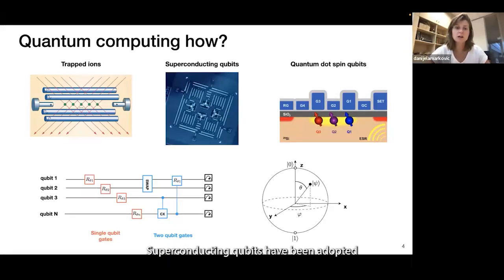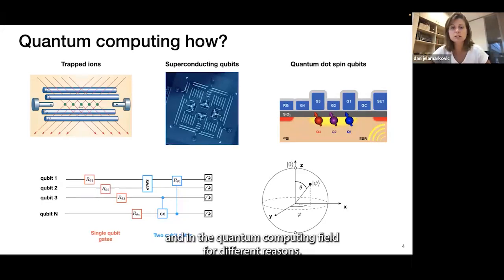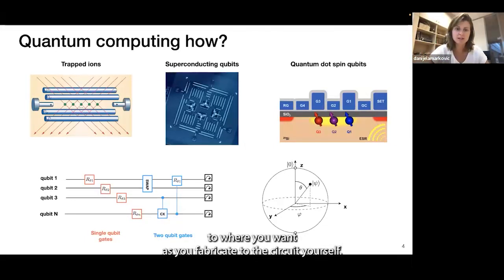Superconducting qubits have been adopted by most of industrial players in the quantum computing field for different reasons. They are on chip, which is very convenient. They can be designed on demand, in the sense you can place different parts of the circuit where you want, as you fabricate the circuit yourself.